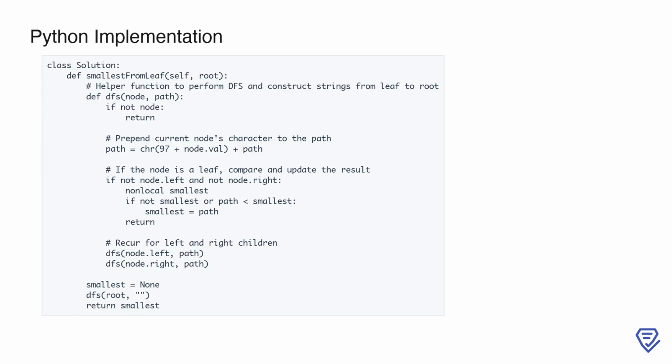The algorithm handles trees with duplicate values correctly since it compares full strings lexicographically. This approach ensures that all paths are explored, and the lexicographically smallest string is found efficiently. The recursive DFS traversal is straightforward and ensures correctness by constructing strings in a bottom-up manner, from leaf to root.